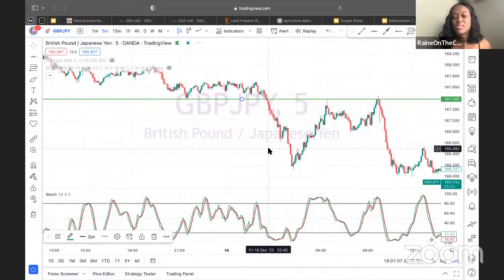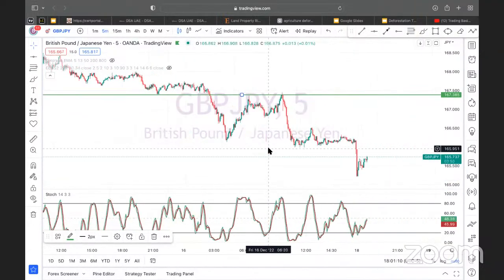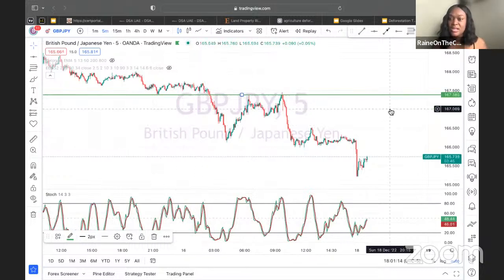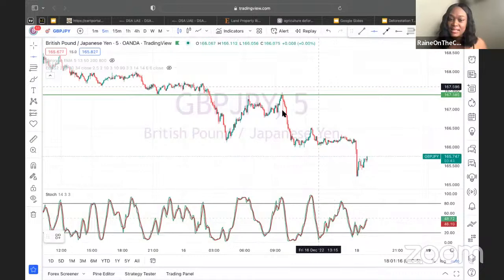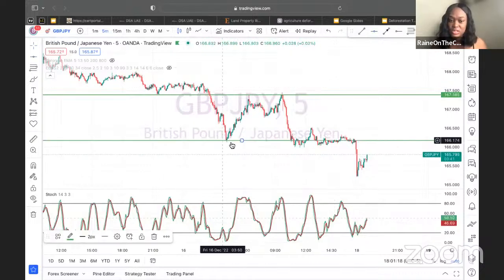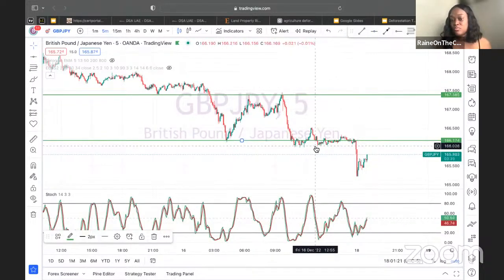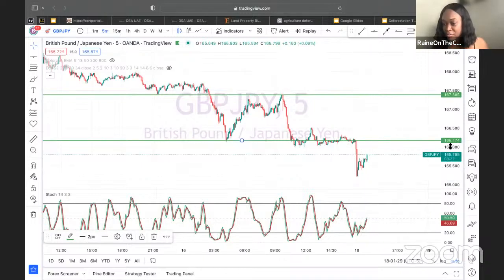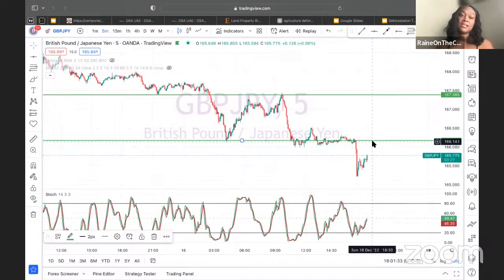Okay, you see? Thank you. You're welcome. So that was there. If I missed that, then here's another floor right here. So it's the floor. It broke through. So I would be waiting now for price to come to 166.174 for me to sell. So I'd be waiting on that before I get in. Make sense?